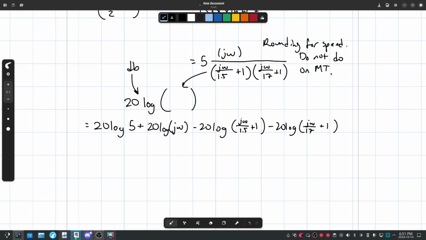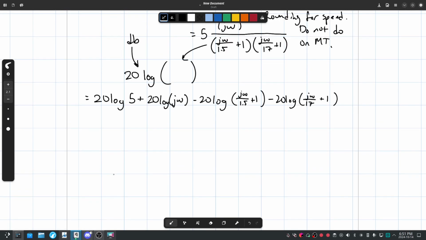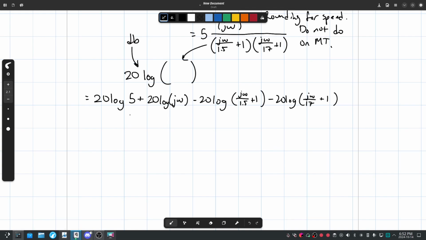Obviously, this is not fun to plot, but it does give us some information. So, how do we plot this? Whenever you see jω, oh sorry, how did I do this? Okay. So if we start at, let's suppose that our omega is going to be 0, right?